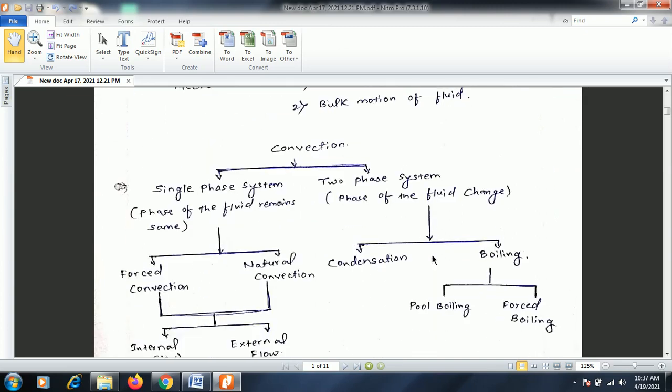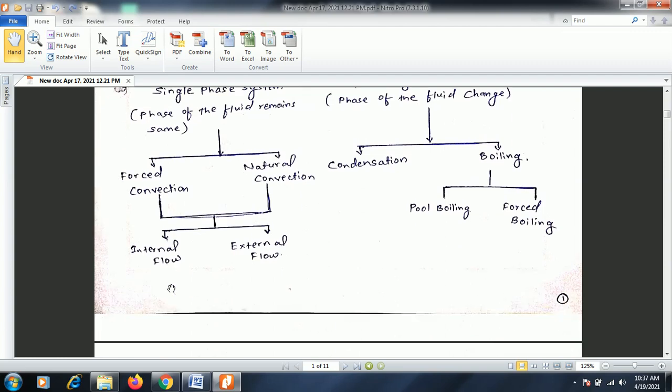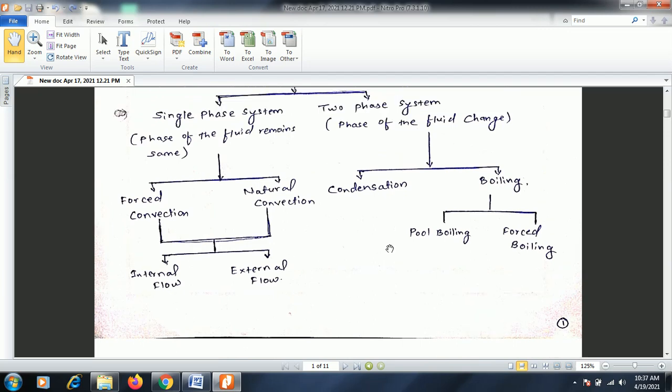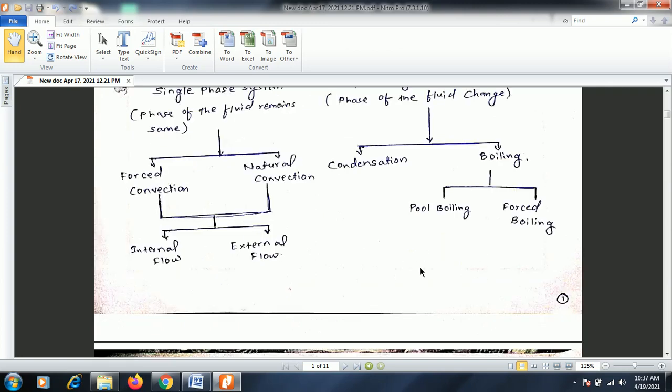Convection is further classified as single phase convection and two phase convection. In single phase convection, the phase of the fluid remains the same, while in two phase convection, the phase of the fluid changes. In single phase convection you have forced convection and natural convection. Forced and natural convection are each divided into internal flow and external flow, while in a two phase system you have condensation and boiling. Boiling is further divided into pool boiling and forced boiling.